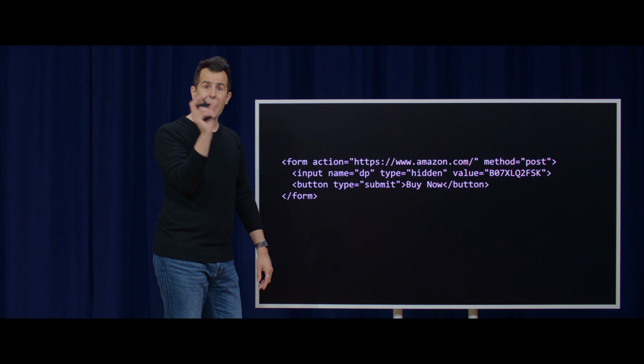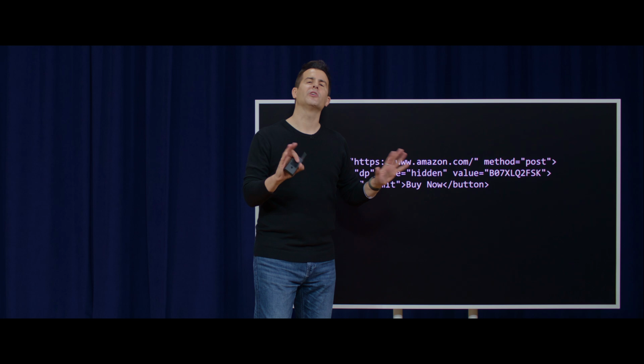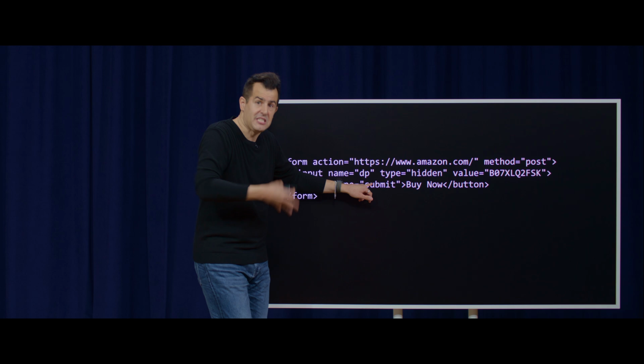So this is an alternative to embedding that product ID in the URL. Instead, I'm saying there's an HTTP parameter called dp, the value of which will be this. But it's hidden, so the user doesn't even see it, which is fine, because the whole point is a nice, simple Buy Now button. How do we get that button? We use a button tag in HTML, the type of which is submit, because its purpose in life is to submit this form. And the text that the user sees for this button is indeed Buy Now.